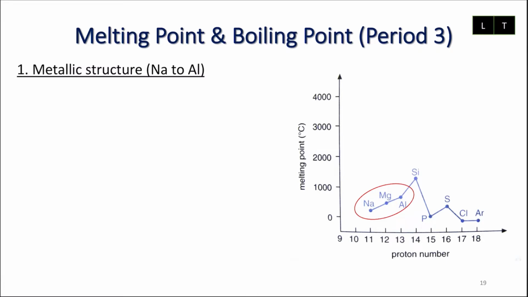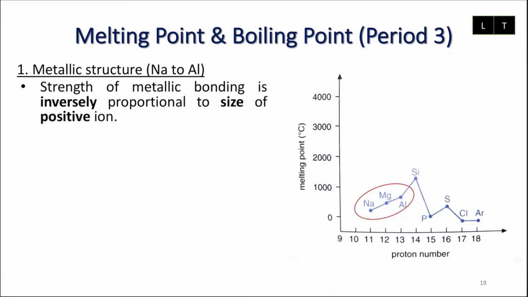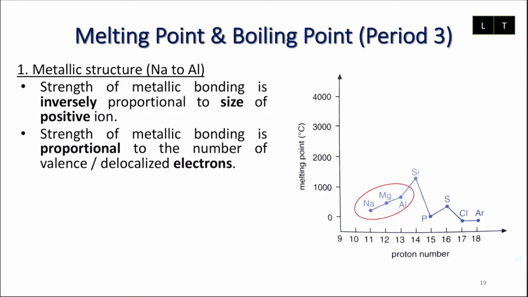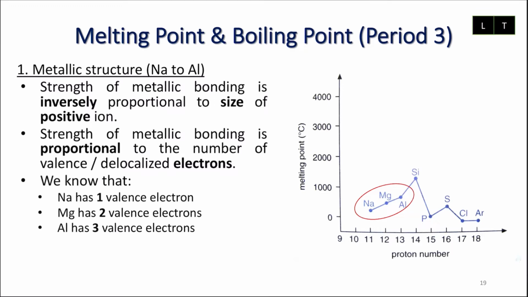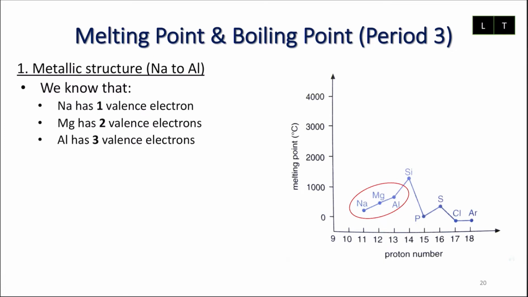Kita talk about the strength of metallic bond is inversely proportional to the size of positive ion. So maknanya strength of metallic bond is proportional to the number of valence or delocalized electrons. Sekiranya awak diberi elements, maknanya kita akan lihat how many valence electrons the element has. So for example, we know that sodium ada 1 valence electron, magnesium has 2 valence electrons and aluminium has 3 valence electrons. All of these are depending on their respective groups. So daripada sini, kita akan tentukan strength of metallic bonding.